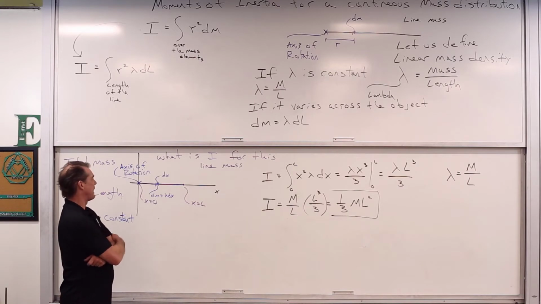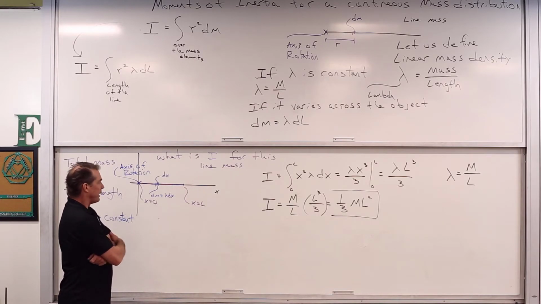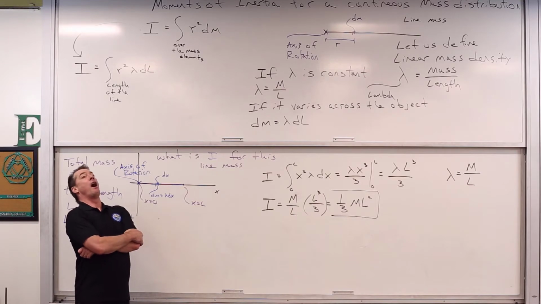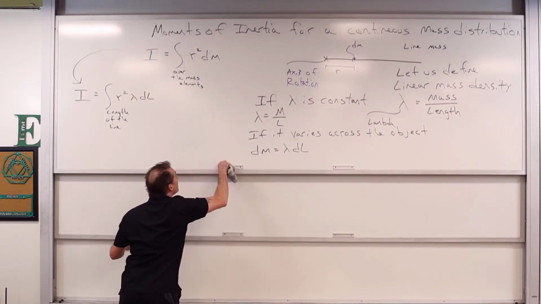What happens if we pick a different location to be the axis of rotation? Is that really going to change what the moment of inertia of the object is? The answer is, yes it is. So, let us consider this.